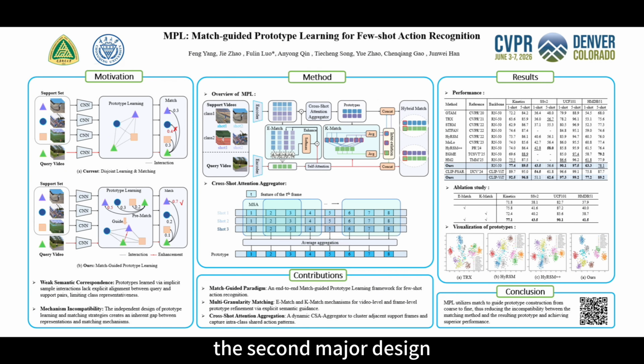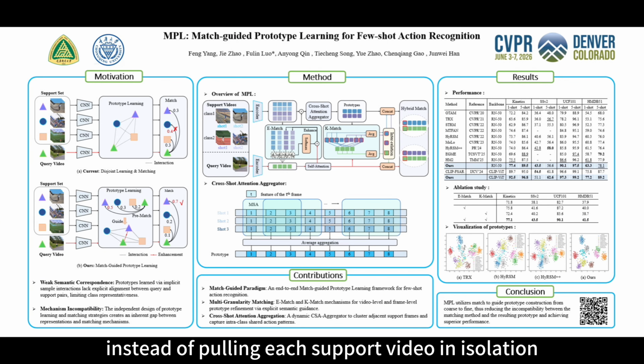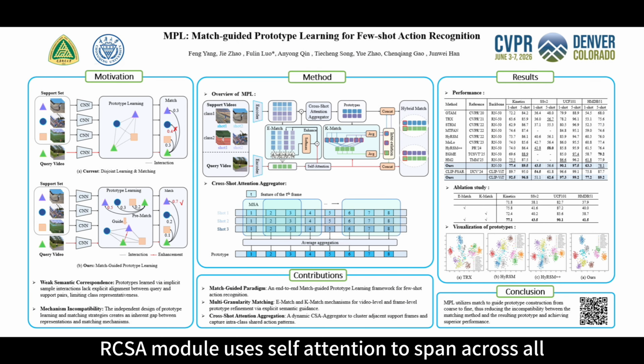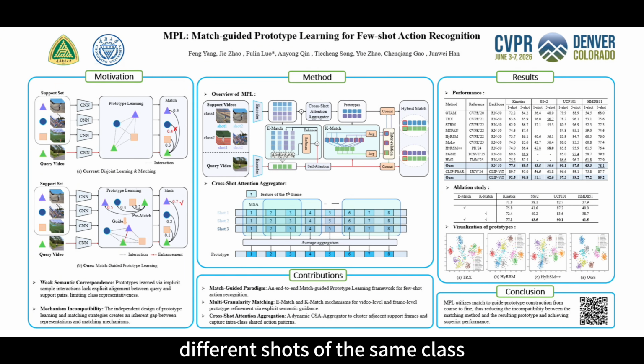The second major design is our cross-shot attention aggregator. When fusing scarce samples, the variance in background is huge. Instead of pulling each support video in isolation, our CSA module uses self-attention to span across all different shots of the same class. It dynamically clusters high-value features in adjacent frames, forcing the model to capture shared intra-class action patterns and completely ignore varying static backgrounds.